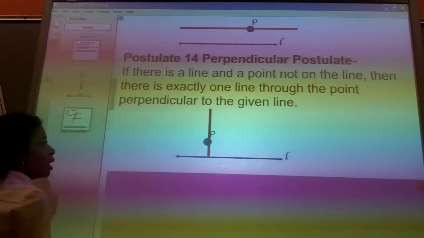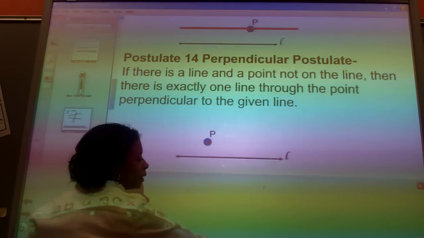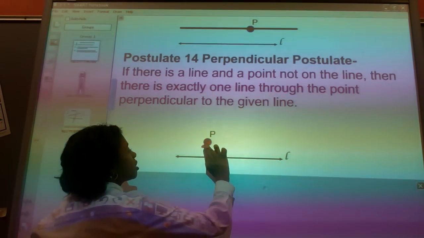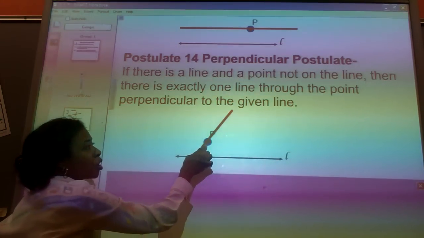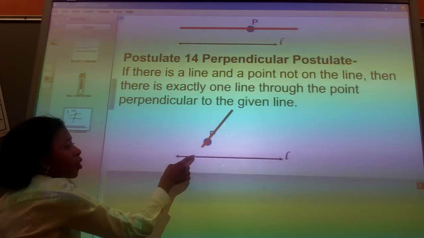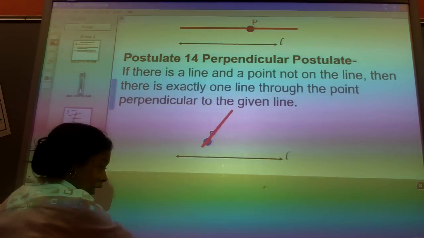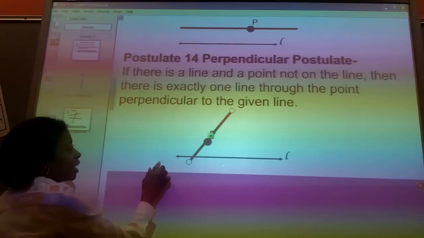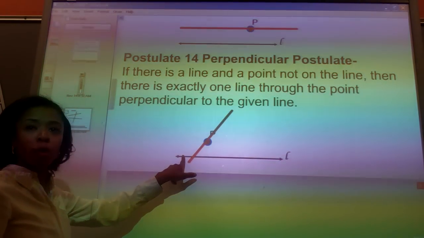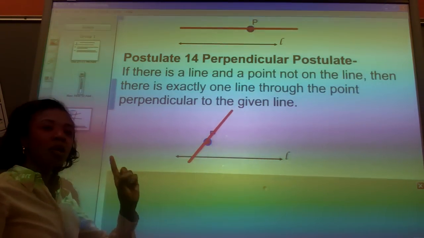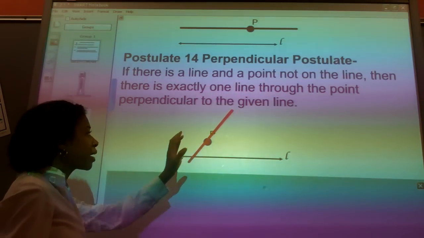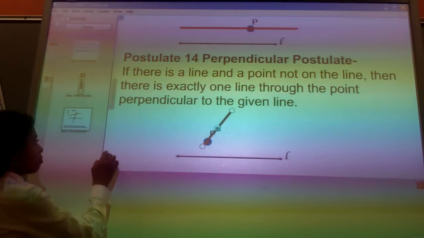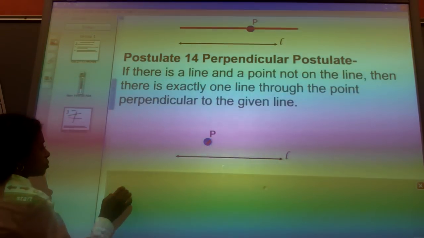Watch this. Now, if I drew my red line and skewed it just a little bit like so, if I were to extend this red line downward, it would hit line L, but the thing is, it would not be perpendicular. So there's only one complete way I can draw my red line in order for it to be perpendicular. Continuing on.